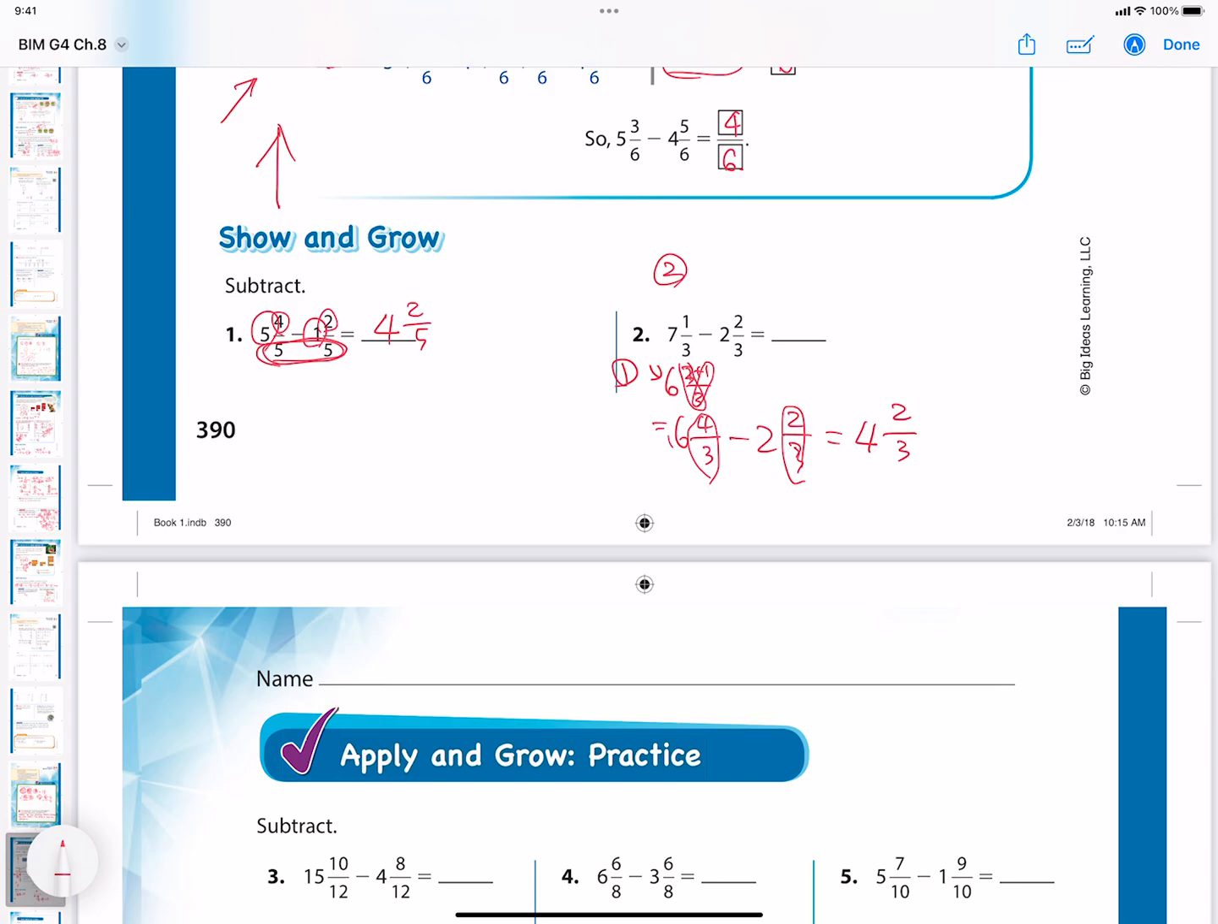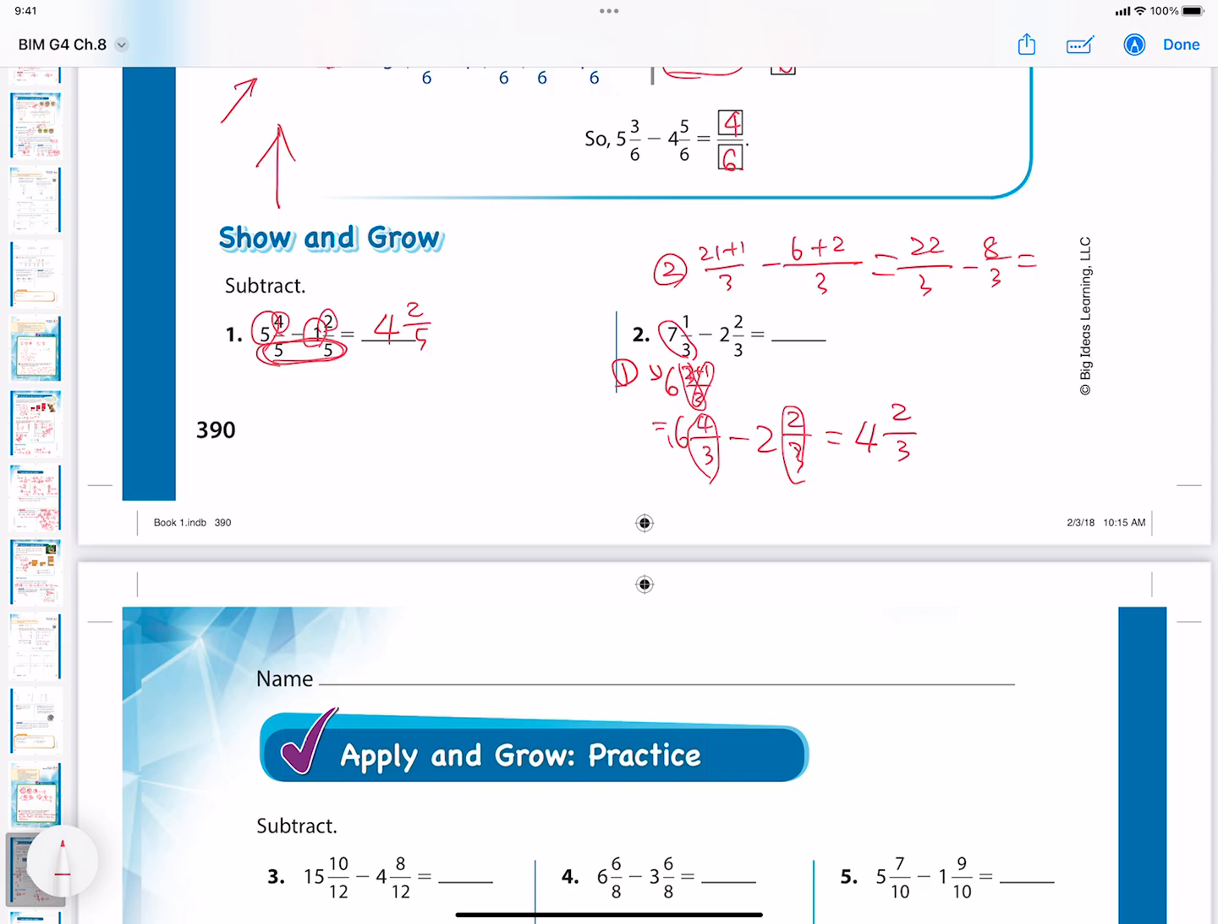I'm going to use what? 3 times 7 is what? 21 plus 1 over 3 minus 2 times 3 is what? 6 plus 2 over 3, which means what? Okay, that's 21 plus 1 is 22 over 3 minus 6 plus 2 is what? 8 over 3. 22 minus 8 is what?